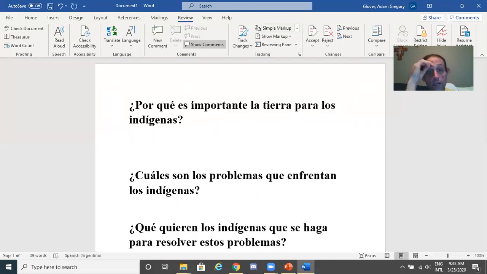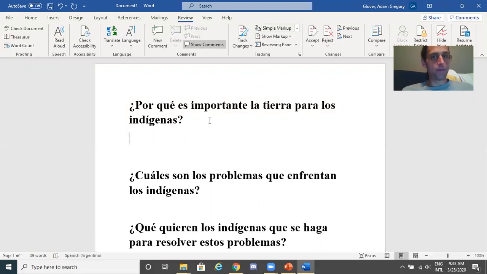So let's take an example. Suppose we're talking about this question. Suppose I ask you this question. ¿Por qué es importante la tierra para los indígenas? You could answer this question using the subjunctive, or you could answer using the indicative. Let's start with the indicative.